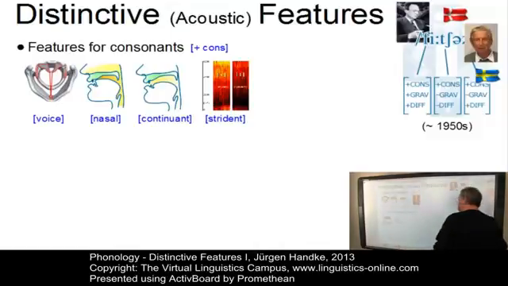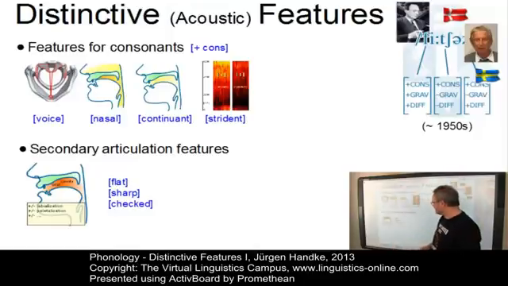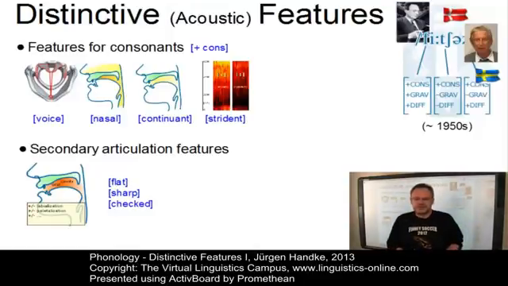In order to capture aspects of secondary articulation, such as labialization, palatalization, etc., the following acoustic features were introduced. Flat, a feature which refers to the weakening of upper frequencies. Sharp, the strengthening of upper frequencies. And checked, the higher rate of energy discharge.